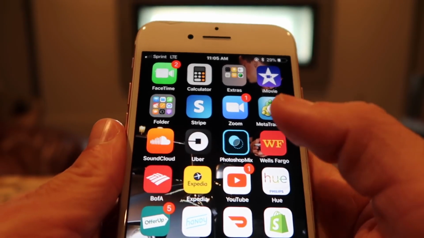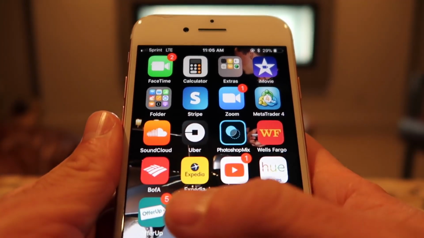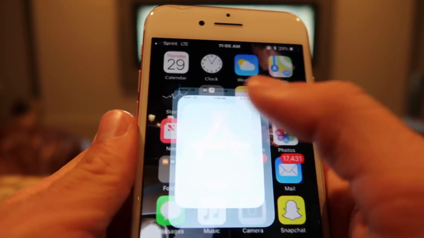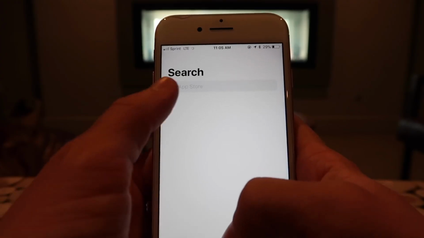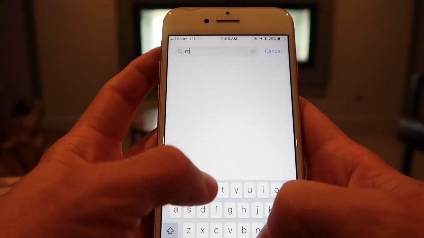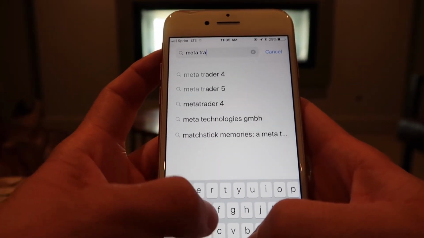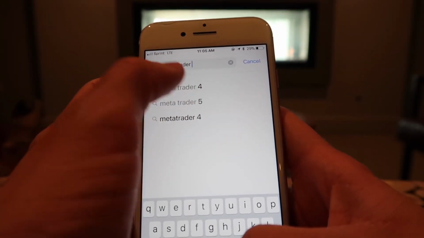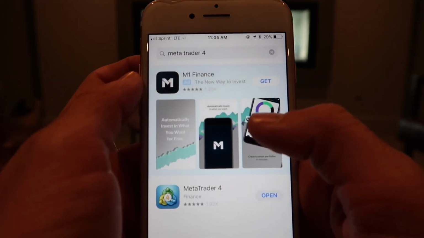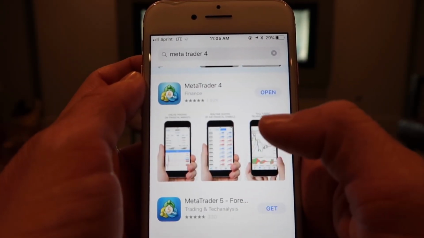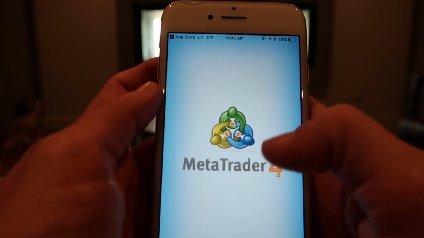So we're going to start by going to the MetaTrader 4 mobile app. If you guys do not have it, you can go to your app store. You can then type in MetaTrader 4, and it should pop up right there. Boom. There it is. So we're just going to go from here and open it.